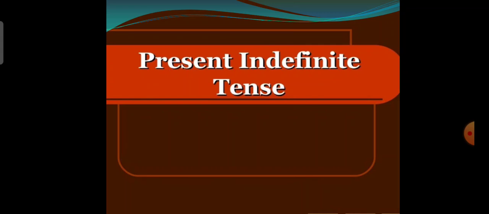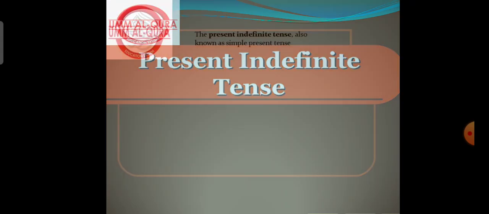The present indefinite tense refers to an action done in the present tense, but there is no set time frame for the actions to occur, be accomplished or be completed. Well, that's why it is called indefinite tense. The present indefinite tense is also known as simple present tense.